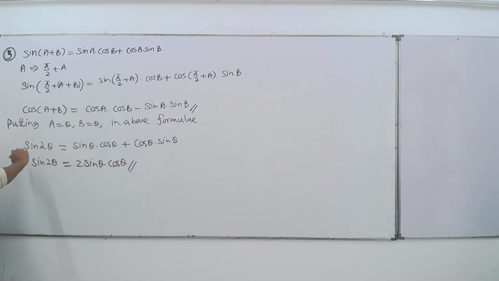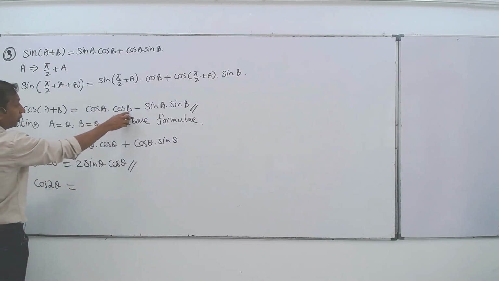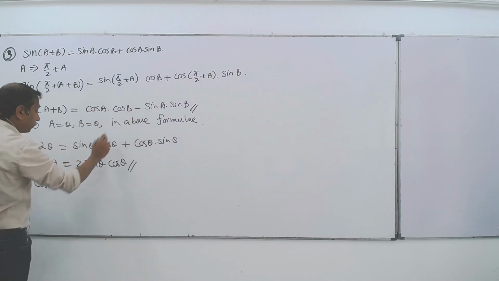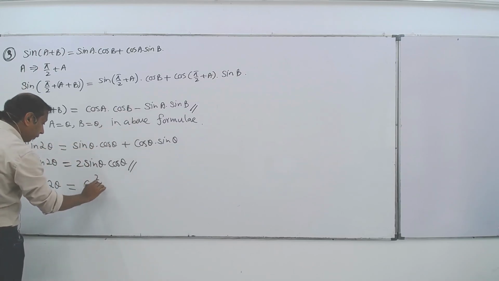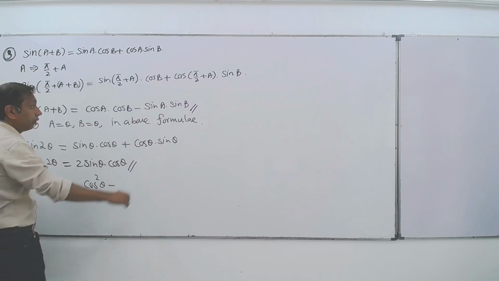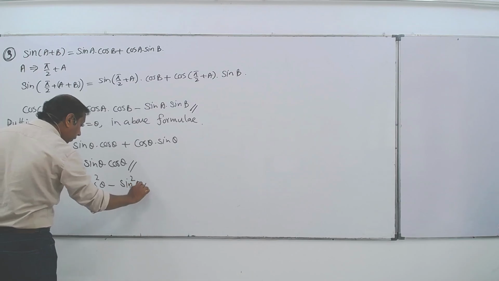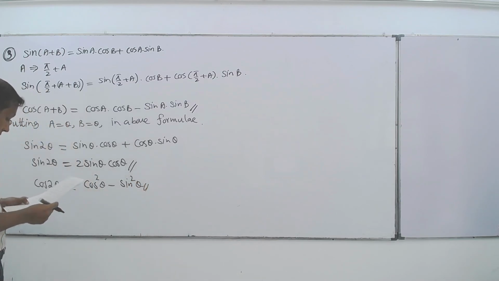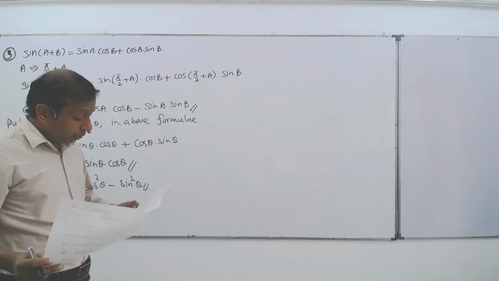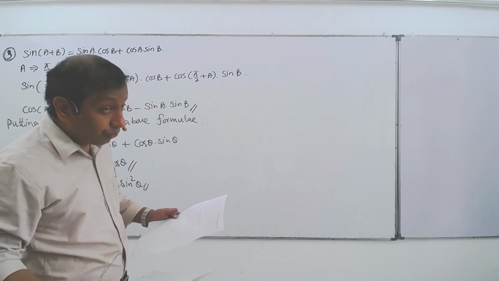Okay, now here also we put A theta, B theta. Theta plus theta, 2 theta. Cos 2 theta. Here theta, here theta, cos square theta. Right? Here theta, sin squared theta. Right. Next one. Can you show that cos 3 theta?